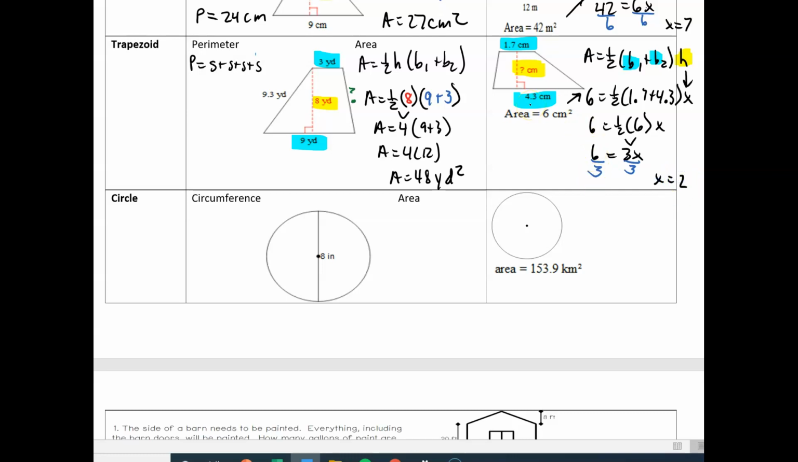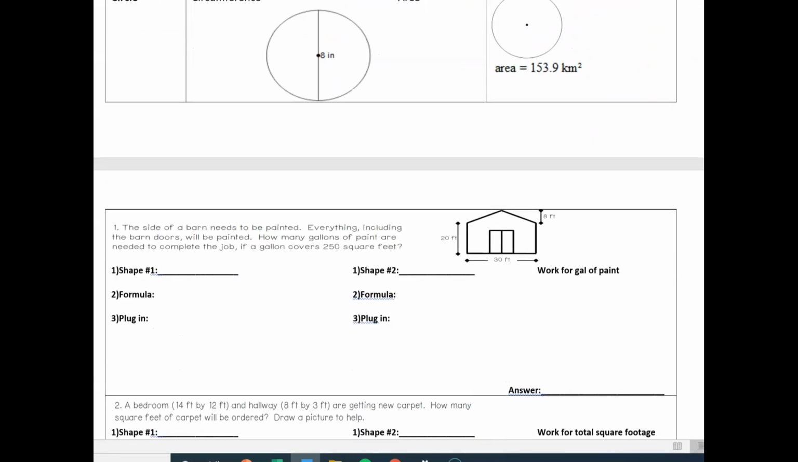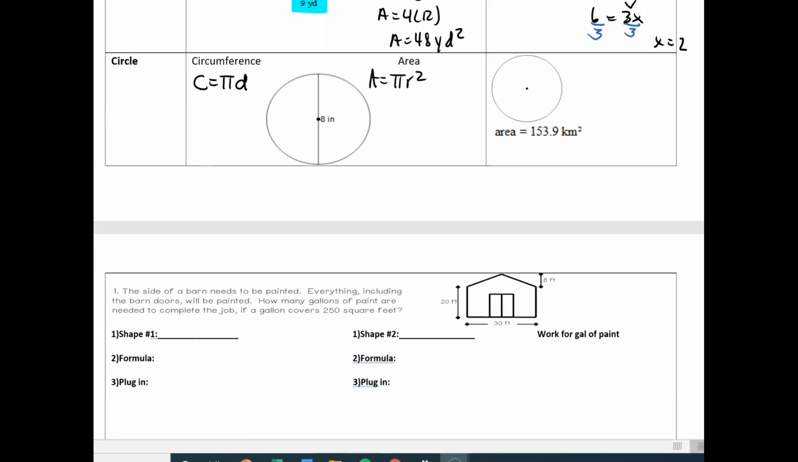All right, lastly, it seems like a long time ago that we talked about circles, but you guys know the formulas for circles as well. So here we go. We got our circumference, which is pretty much like a perimeter. It's the distance around a circle. That's C equals pi d. So in this case, we have C is equal to 3.14. That's what pi always is, times our diameter. This is a diameter because it goes all the way across. So your circumference is 25.12 just regular inches.